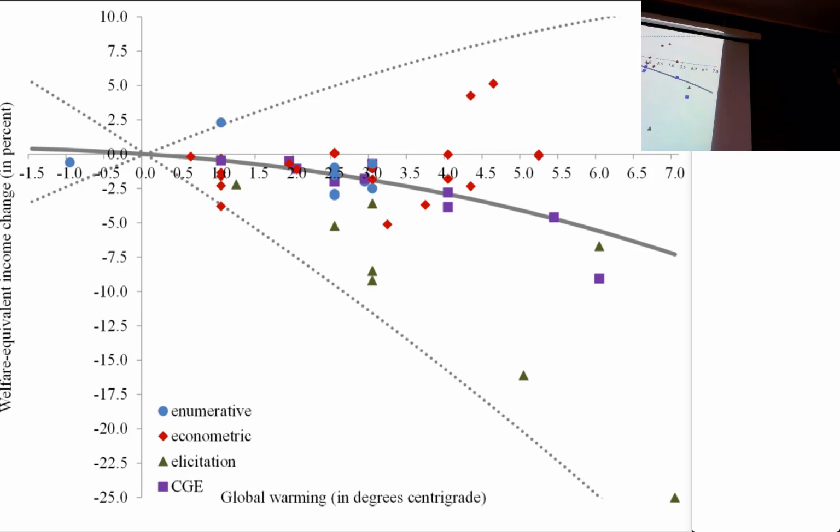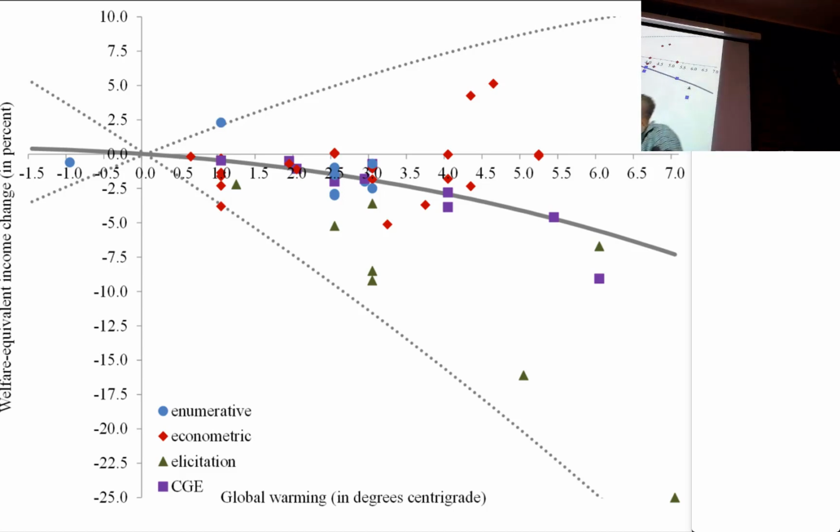And then on the vertical axis, we have the Hicksian equivalent variation. Recall that this graph essentially reads as follows. If the world were to warm by 2.5 degrees, then the average person on the planet would feel as if she had lost 1.7% of her income. It's not that she has lost 1.7% of her income, unless you're Bob Pindyck. You feel as if you have lost 1.7% of your income. So that is how to read the graph.